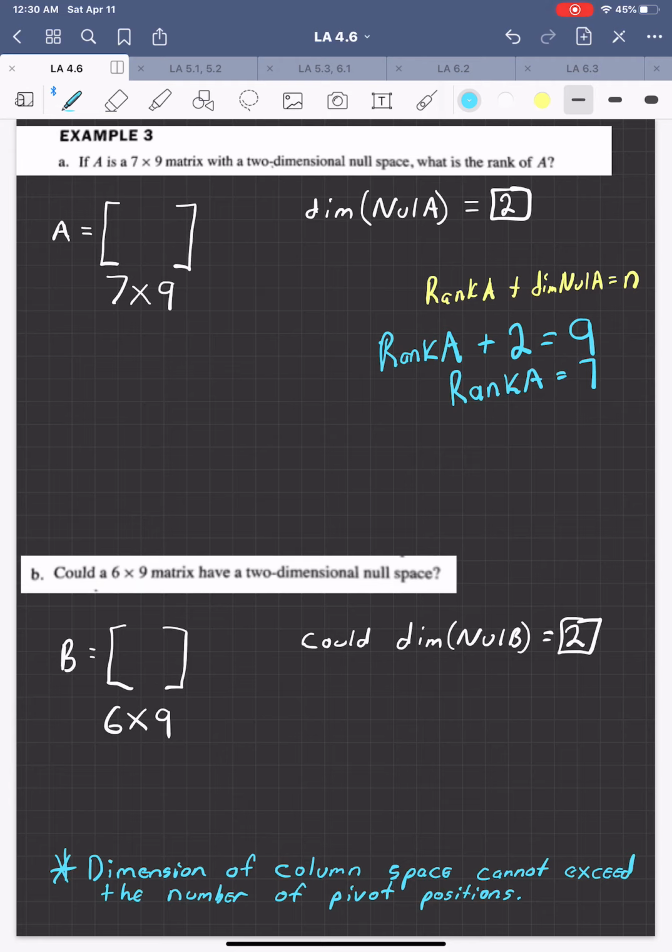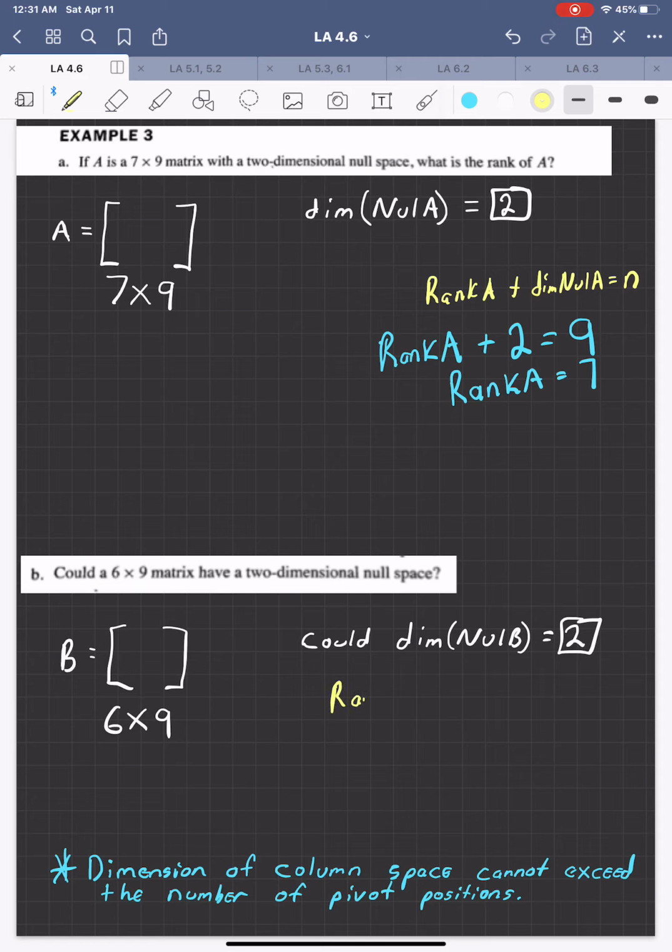All right. Now, let's take a look at part B. So this question reads, could a 6 by 9 matrix actually have a two-dimensional null space? Could a 6 by 9 matrix actually have a two-dimensional null space? Well, let's go ahead and write that out, just like we did in the previous problem.